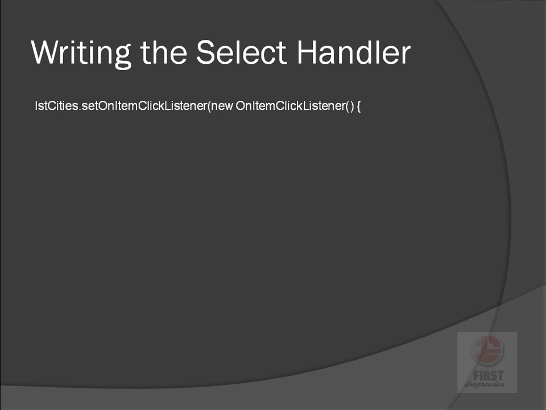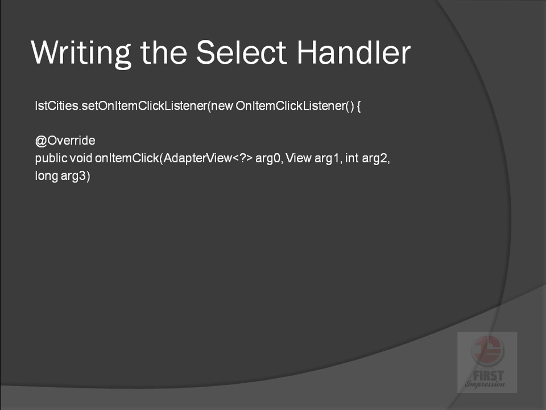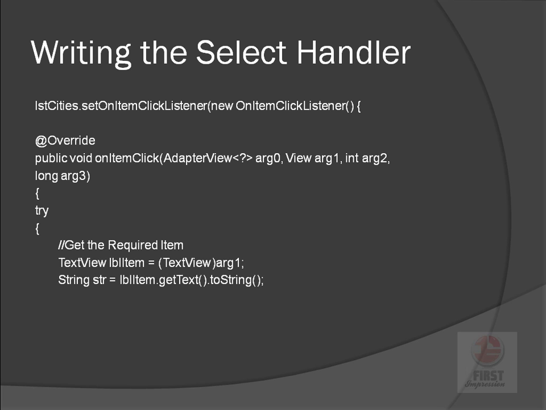So we'll say lstcities.setOnItemClickListener, and when someone clicks on the item, we'll get the required item from there. We'll get the string on the required item and we'll split the item with the help of a comma. So we'll say str.split, whatever item has been selected will be split with the comma, and you will get all the records, that is the ID, name, specialty and code inside the data.